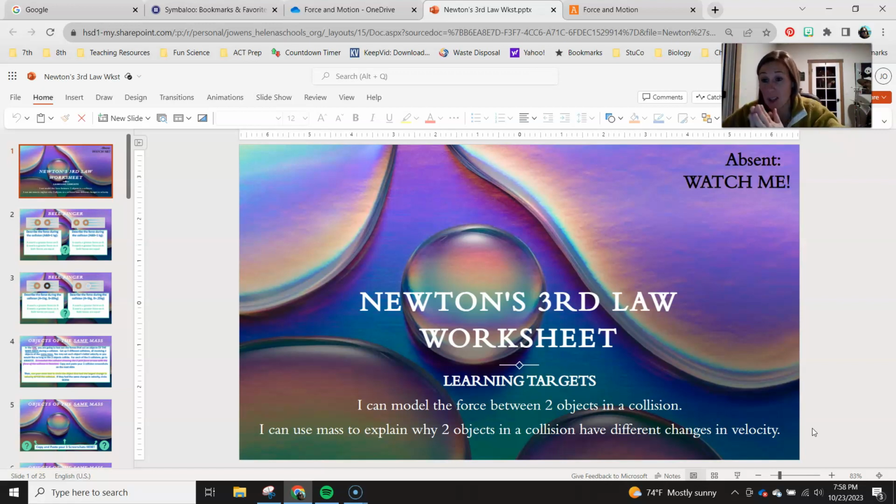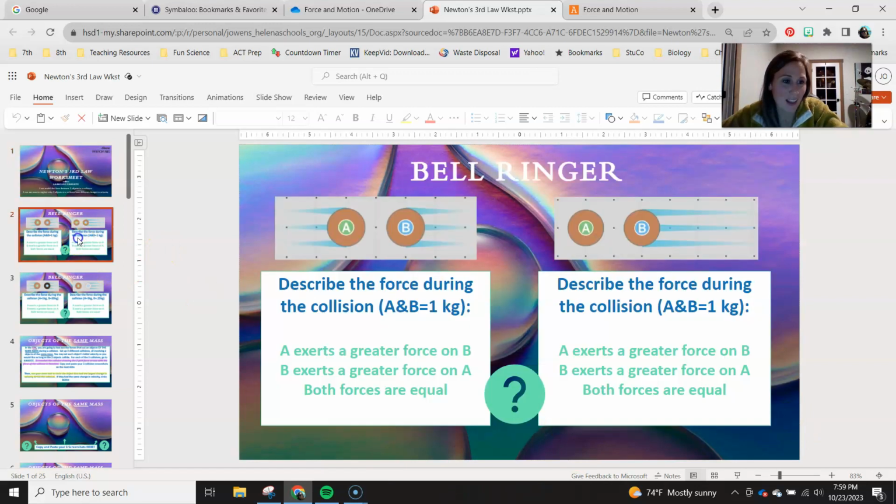If a bug collides with a car windshield, believe it or not, they put the same force on each other, but because the bug is so small in mass compared to the car, we see a far greater effect for the bug than for the car. In fact, it probably won't even change the velocity of the car at all, but it definitely changes the velocity of the bug, and the fate of that poor bug. All right, at any rate, let's move on to your bell ringer.